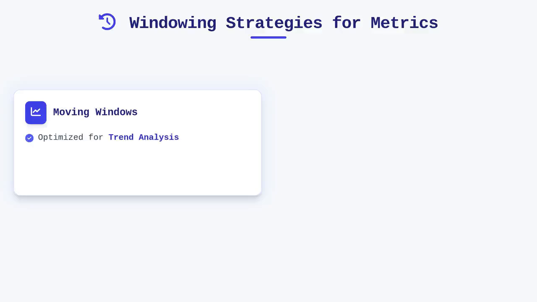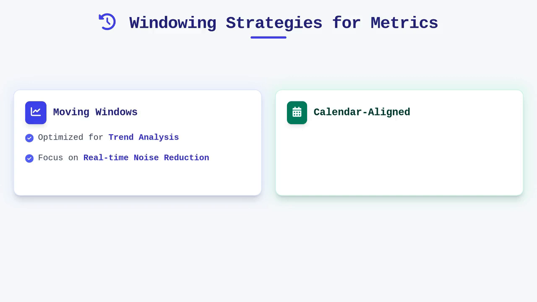While moving windows excel at trend analysis, calendar-aligned windows are indispensable when dealing with strict service-level agreements that demand compliance reporting. If a contract requires that a system remains under a certain threshold for a specified percentage of each calendar month, you cannot use a simple trailing interval because the result would vary depending on the exact second you query the metric. Instead, you apply calendar window maximums or averages that reset at the beginning of each defined period, such as midnight on the first day of the month.